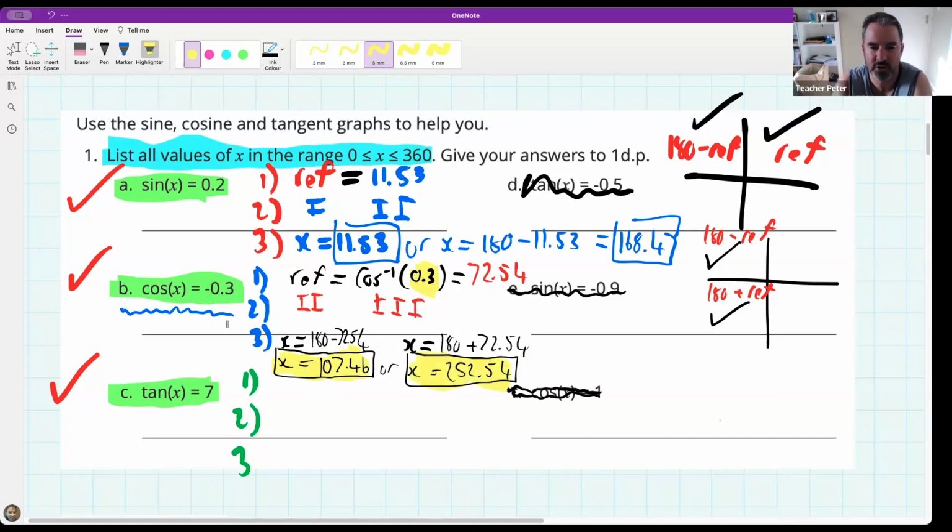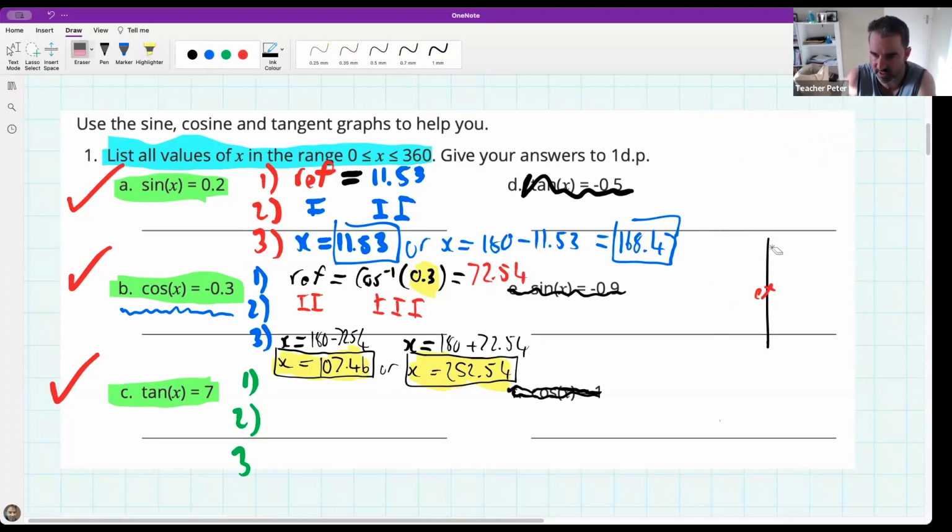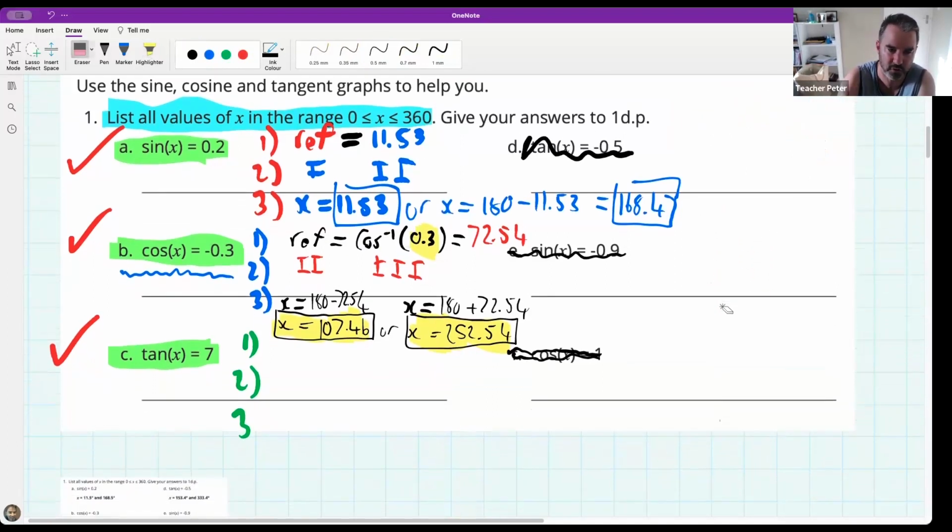Just to remind you why that happens: you ignore the negative in step one because you take into account the negative in step two. When you decide what quadrants you're in, you go for the negative quadrants. So you can't include the negative twice. You just handle it in the second step, and that's why you ignore it in the first step.